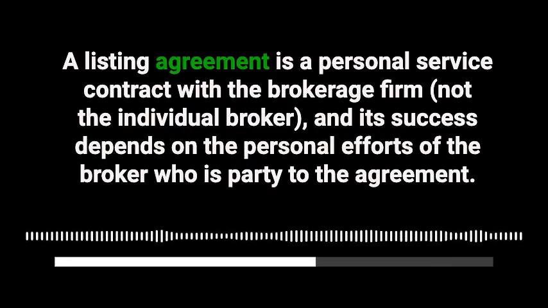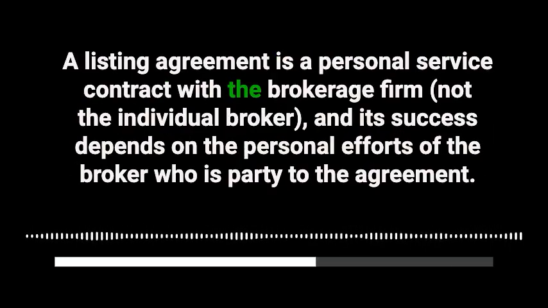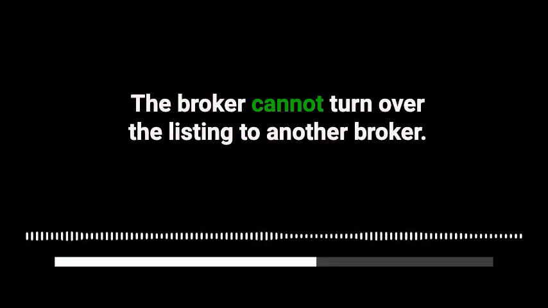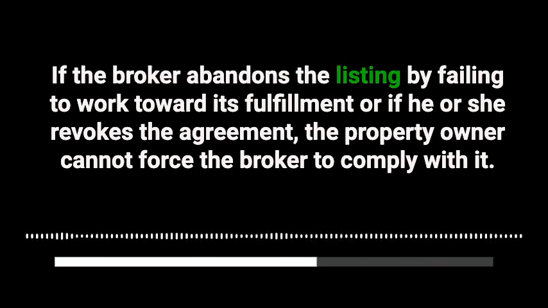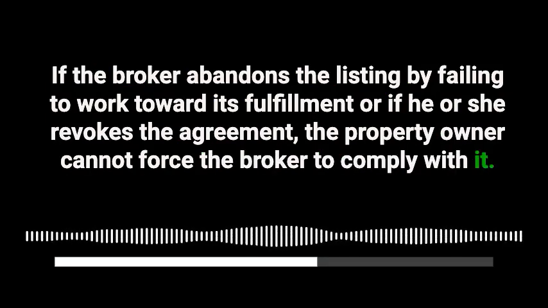A listing agreement is a personal service contract with the brokerage firm, and its success depends on the personal efforts of the broker who is party to the agreement. The broker cannot turn over the listing to another broker. If the broker abandons the listing by failing to work toward its fulfillment, or if he or she revokes the agreement, the property owner cannot force the broker to comply with it. The property owner can, however, sue the broker for damages.